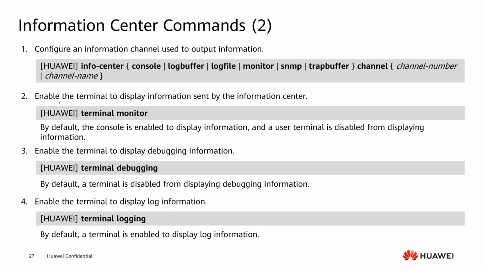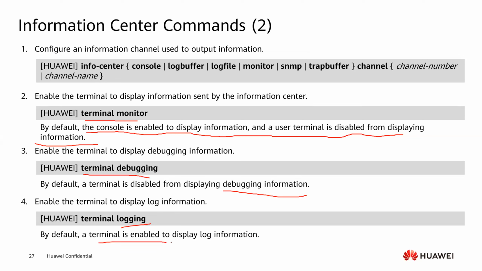Okay, here is the terminal monitor. By default, the console is enabled to display information. A user terminal is disabled from displaying information, and the terminal debugging, that means we can see the debugging information. Terminal logging: a terminal is enabled to display logging information. So by default, the console channel has all the information.